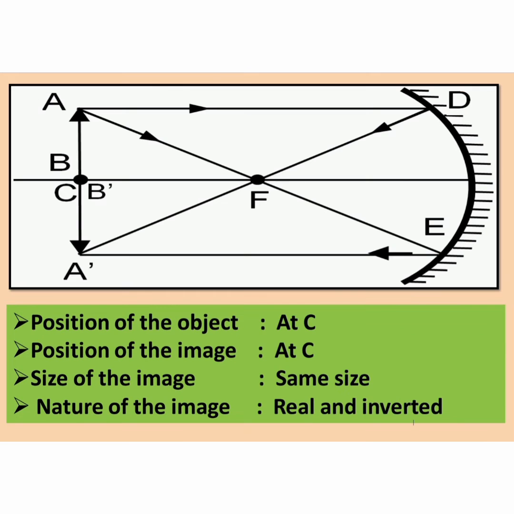Next, the position at the center of curvature, C. The position of the object is at C, and the position of the image obtained is also at C, the center of curvature. The size of the image is the same as the object, and the image is placed in the same place. It has the same size, and the nature of the image is real and inverted.